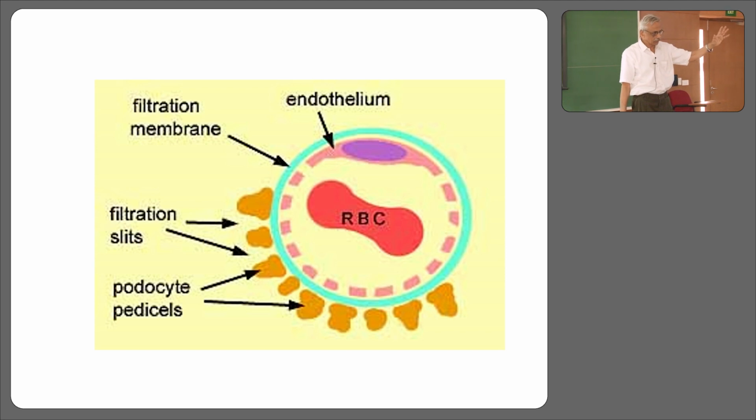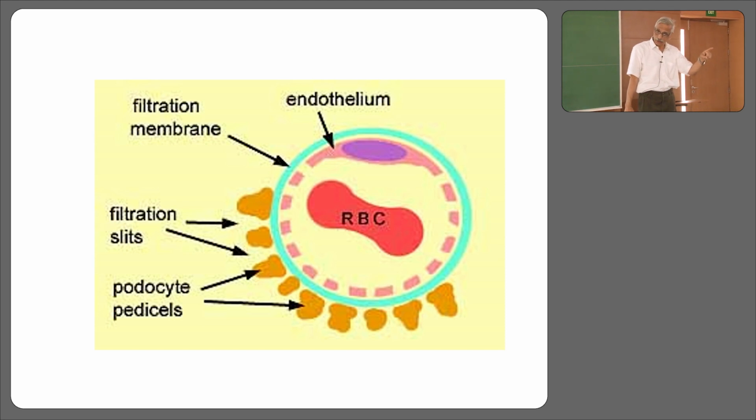Listen to this. That basement membrane is made up of material which is negatively charged. Which is what? Negatively charged. And since large protein molecules are invariably having a negative charge, they will not readily pass through that basement membrane. Does it make sense? What statement did I make just now?